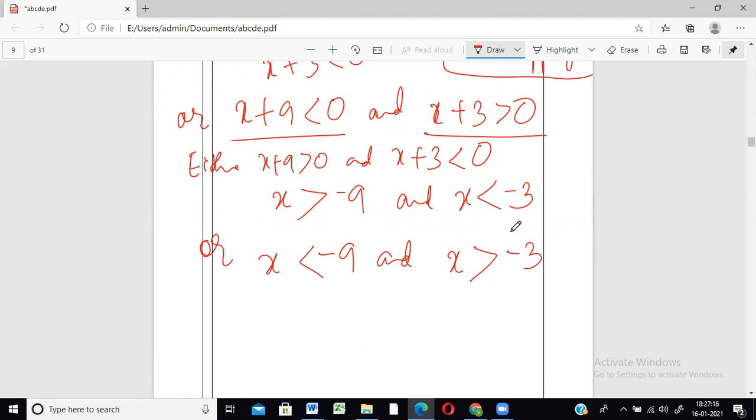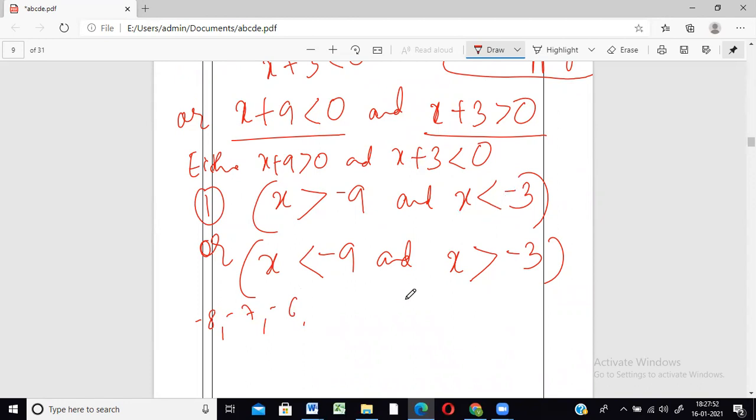So we have so many criteria. We got all these criteria. Either this is possible or this one is possible. Now we're going to deal with these two cases one at a time. Suppose this is the condition, that is, this is the first case. For example, x is greater than minus 9 and x is less than minus 3. That means x is greater than minus 9, meaning it can be minus 8, minus 7, minus 6, minus 5, and so on and so forth. And x is smaller than minus 3.